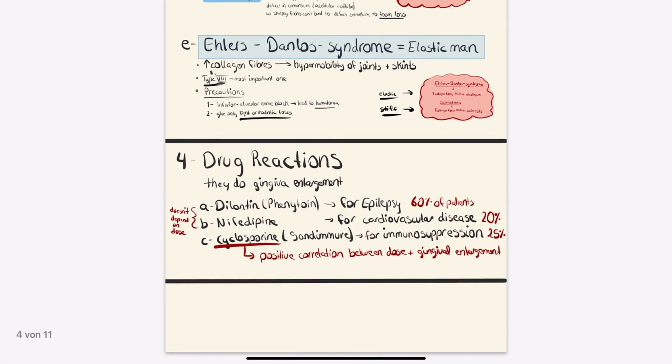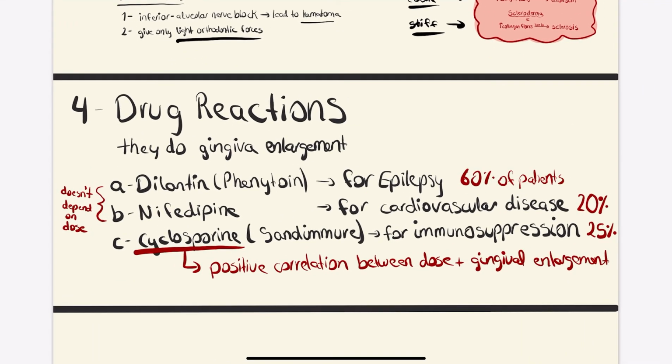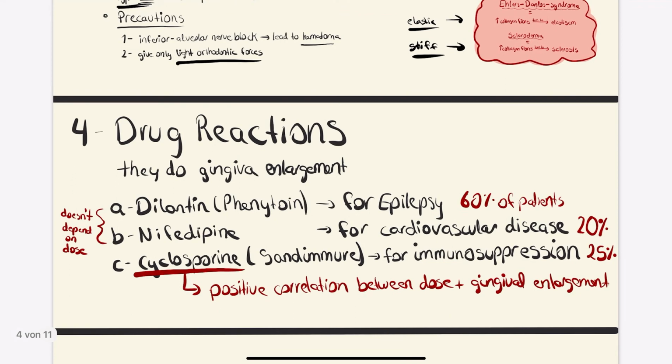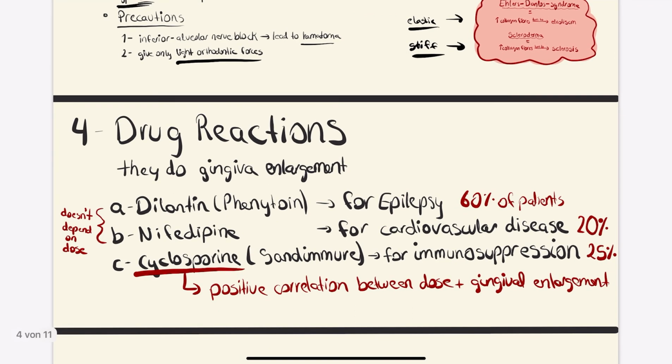Okay, so the fourth type is the drug reaction. They do gingival enlargement. The three most important types are dilantin, also called phenytoin, nifedipine, and cyclosporine or Sandimmune. So the first type is responsible for epilepsy, and we see gingival enlargement in 60% of the patients.